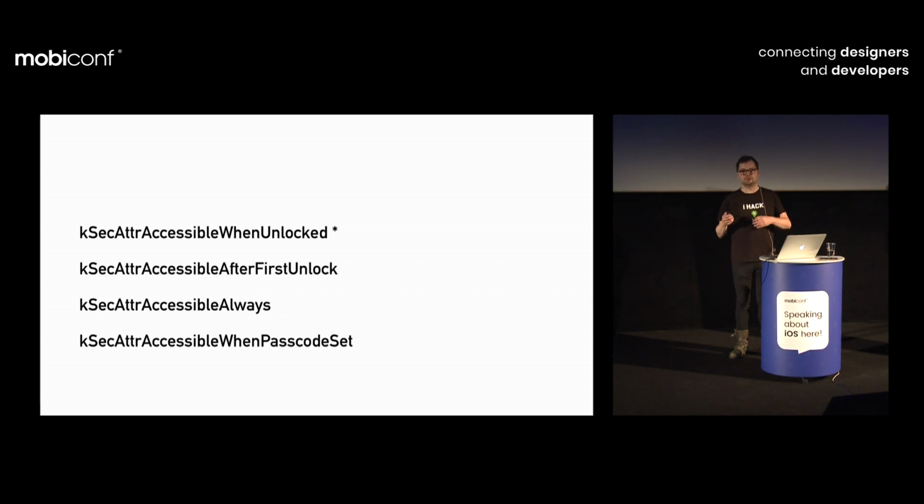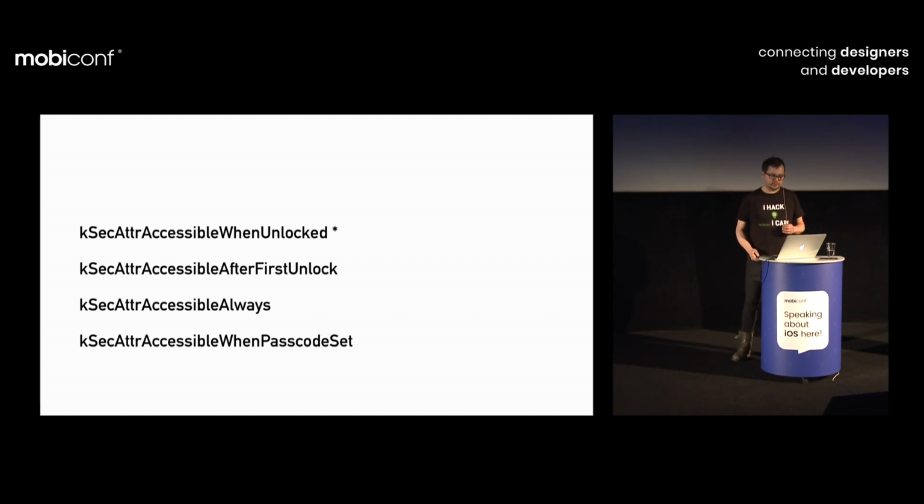So if you need to do some background processing, use the confidential data from keychain. For background processing, you can set this protection class. There's also the unrecommended, always accessible.